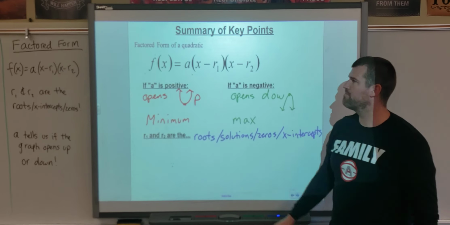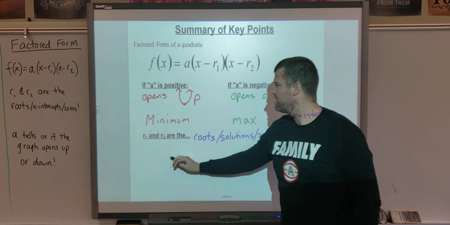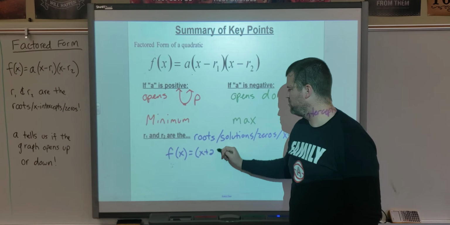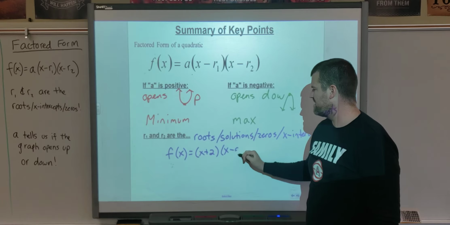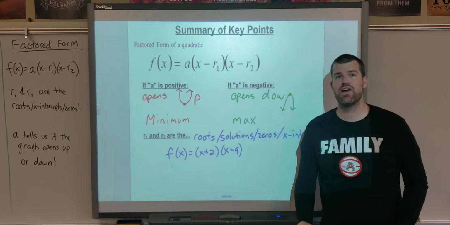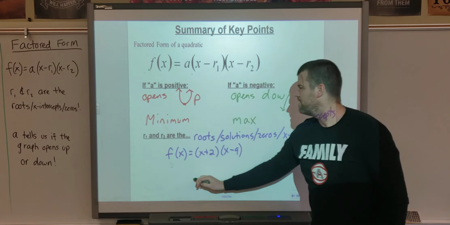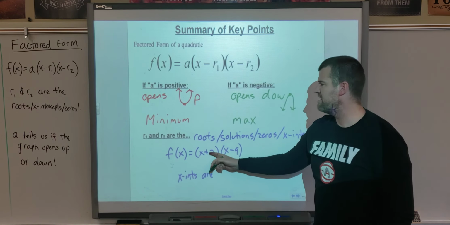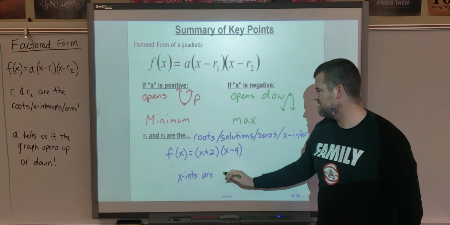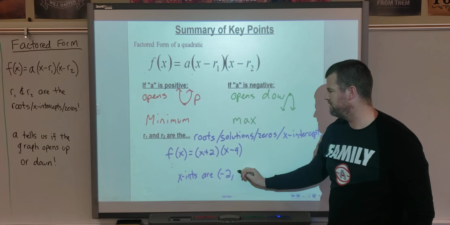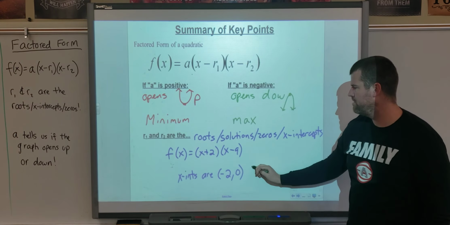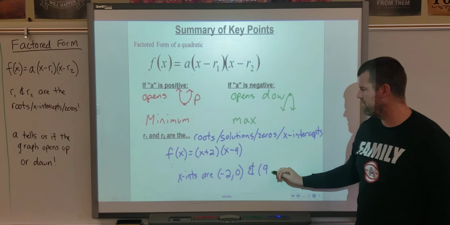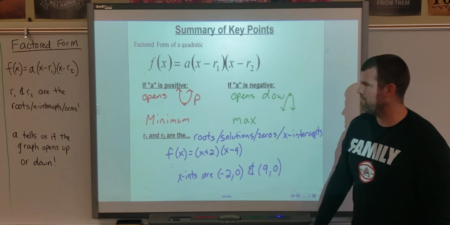And we know it'll always be the opposite of what's in here. So if we have f of x equals x plus 2 times x minus 9, what would our two x-intercepts be? The x-intercepts are just the opposites, right? So instead of positive 2, our x-intercept will be negative 2, comma 0. And instead of minus 9, our other x-intercept would be positive 9, comma 0.